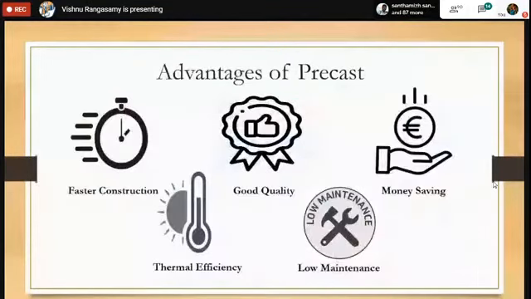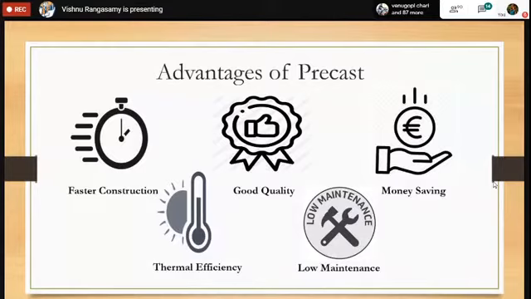So what are the advantages? Faster construction, and you can have good quality. It can be tested in controlled conditions, like NDT, non-destructive testing. If there is any crack, like something like that, then it is money saving. As I told in the previous slide, we are getting 12 to 15% efficiency. Next, thermal efficiency. Next, low maintenance.